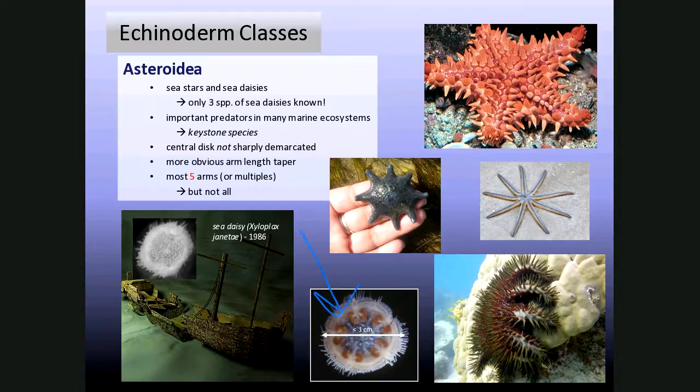And in 1986, check this out. This is so cool. They discovered Xyloplax janetae. They discovered that sea daisy there. Now, to this day, the only place they have found this organism living is on the decomposing wood of old ships that have sunk in the ocean.